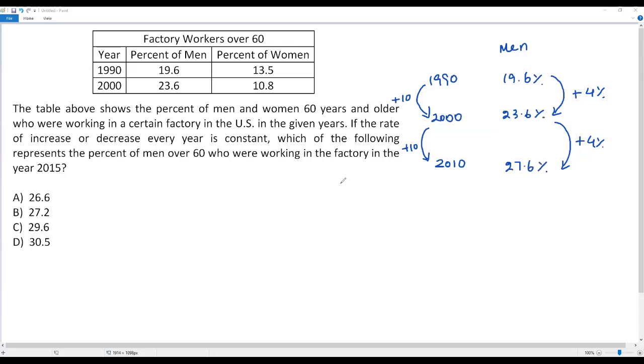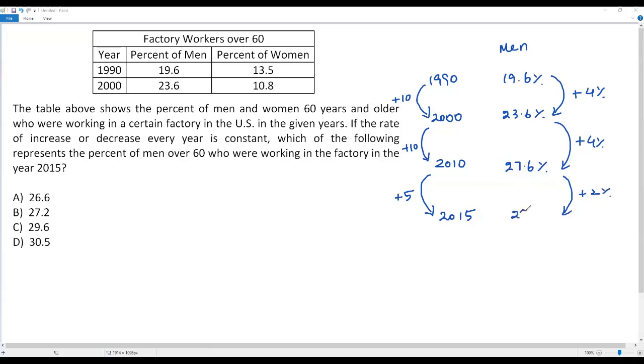27.6%. But our aim is to find the percent of men over 60 who are working in the factory in 2015. So 2015 means this is a 5-year period. Let me write it over here. For a 10-year period, the rate of increase is 4%. So what is the rate of increase for a 5-year period? Since this 5 is half of this 10, the rate of increase also will be half of this one. So half of 4 is just 2. That is, this percentage will increase by 2.